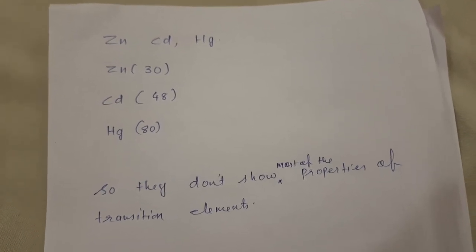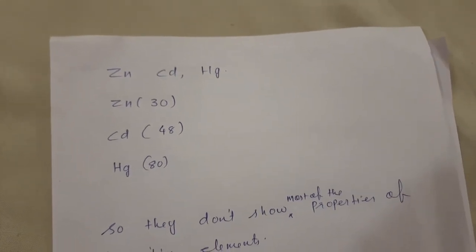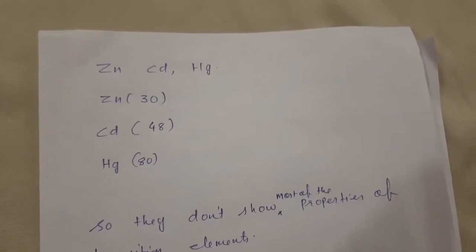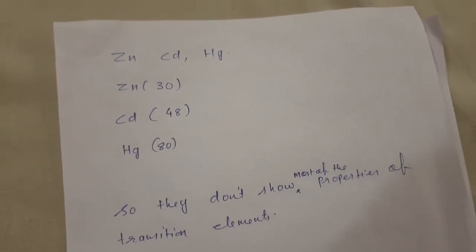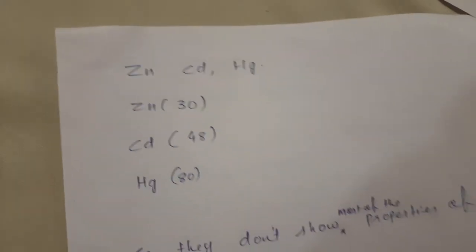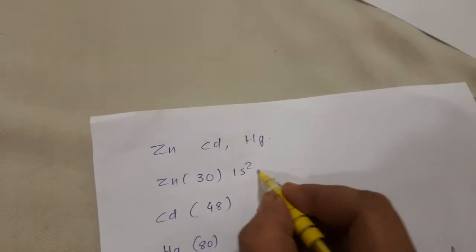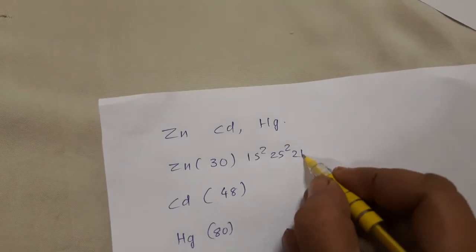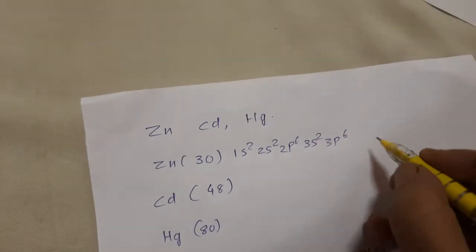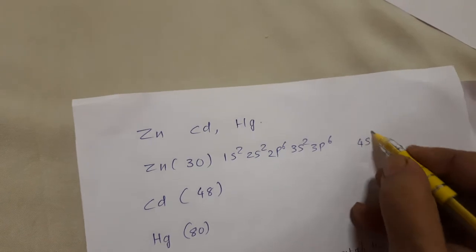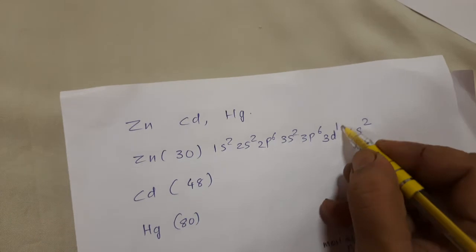So zinc, cadmium and mercury, children, it is very interesting. They have their d orbitals completely filled. That means there are 10 electrons in the d orbitals. Let me show you by writing the configuration. If I show you, children, zinc is 30. So if I write the configuration, 1s2, 2s2, 2p6, 3s2, 3p6, 18 हो गए. Then we will go for 4s2, सबको पता है. Then 18 and 2, 20. What is left? 10 electrons are left. So 3d10.